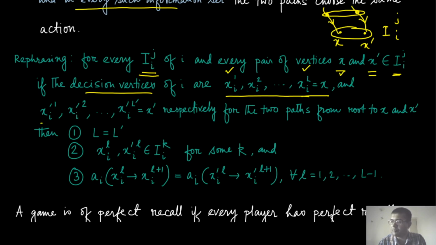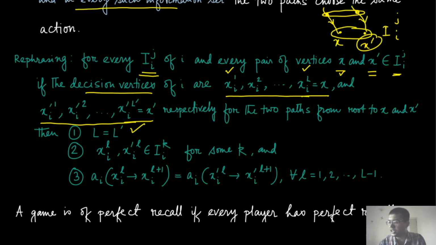Similarly, you can pick the sequence of these decision vertices in the other path, the x prime path, where the last one is x prime. Then three conditions should be satisfied because of these two assumptions of perfect recall. First, the length of these two sequences should be identical. They should not be different. That comes because you have to go through the same information sets and in the same order, so the length should be the same.